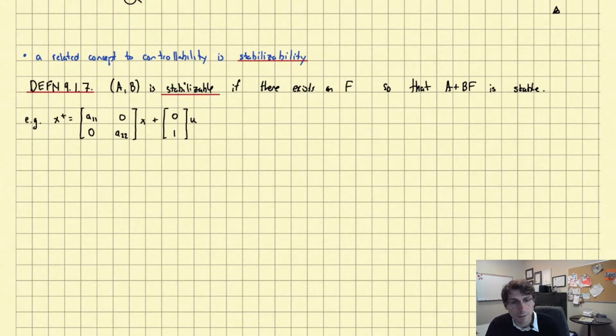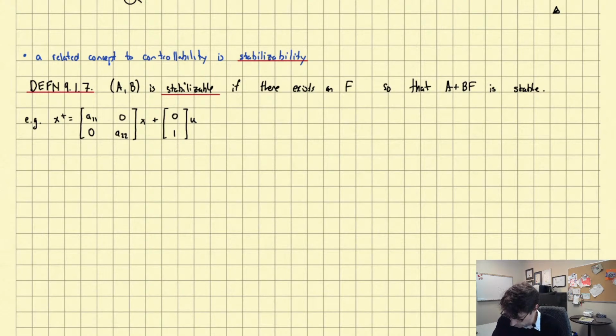Now, think of this little mini example. It's clear here that the first state, x1, just evolves on its own. You have that x1 plus is equal to a11 times x1. And there's nothing I can do about the evolution of that by choosing the control signal. The control can't get at x1, can't reach it. And so whether or not this system can be stabilized is going to depend on whether or not that first state is stable on its own.